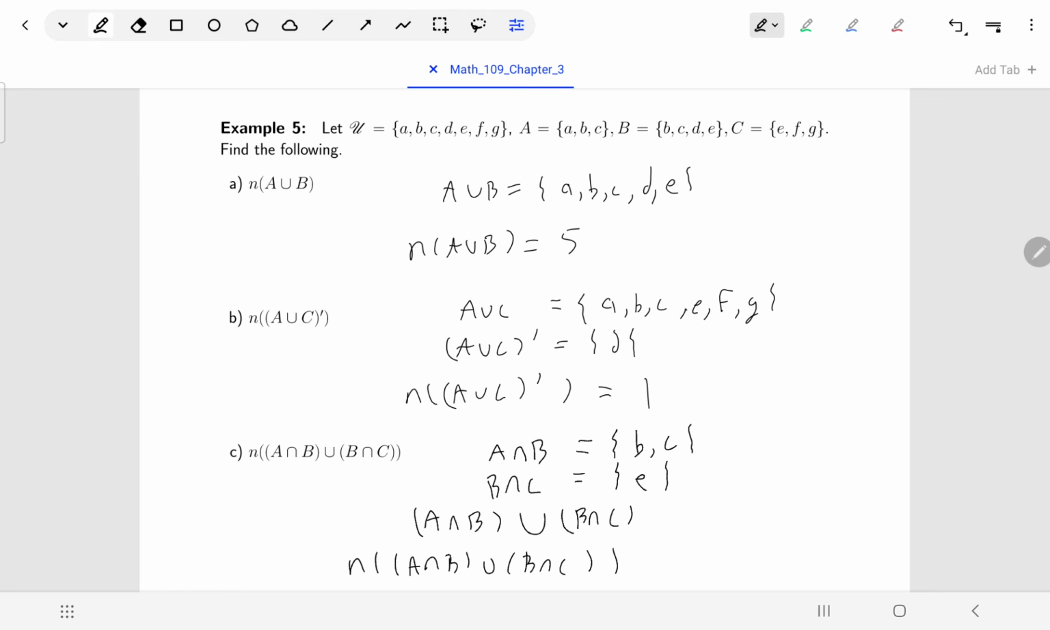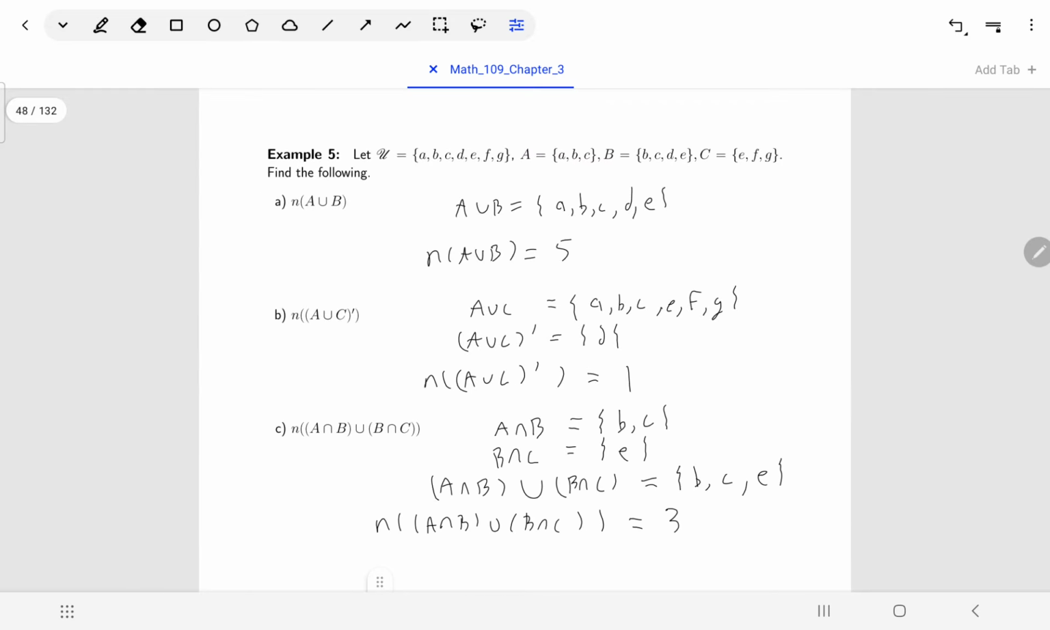And now if I said A intersect B union with B intersect C, that would be anybody in the first set or in the second or in both. There's no overlap, but there's the B and the C from the first one and the E from the second one, which means there's a grand total of 3 things inside that set. So the number of things in A intersect B union B intersect C would be 3.